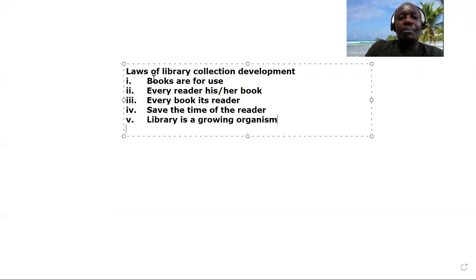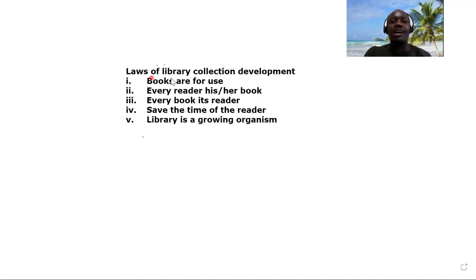So we are saying, number 1, books are for use. So when you have books in the library, as a librarian, you have to make sure that the learners are using the books. It will not make sense to have books in the library, yet those books are not being utilized. So as a teacher librarian, you have to make sure that books are being utilized. It's very important.